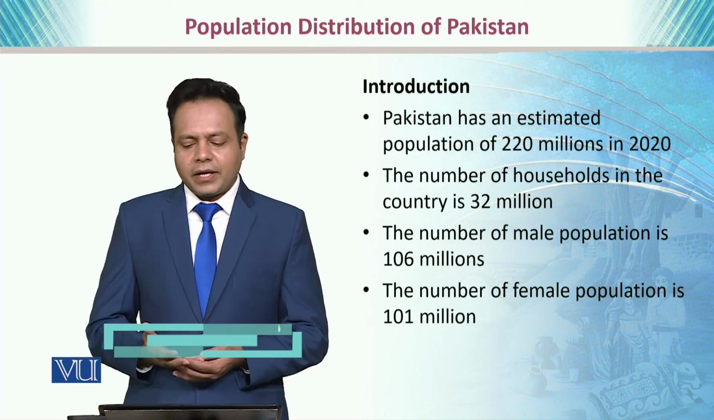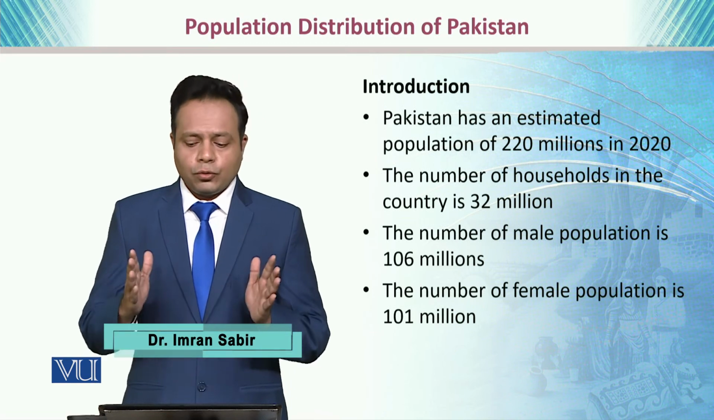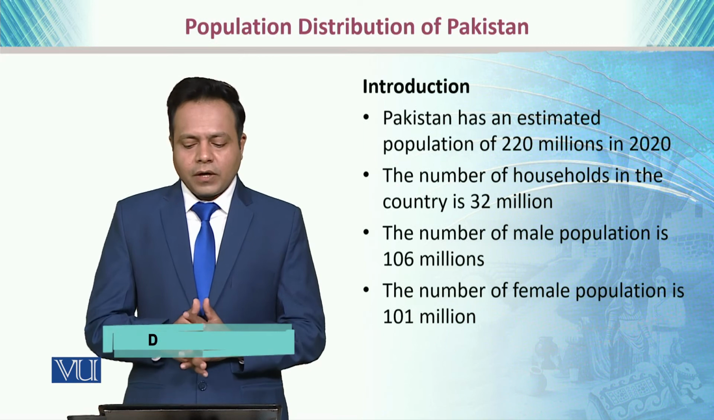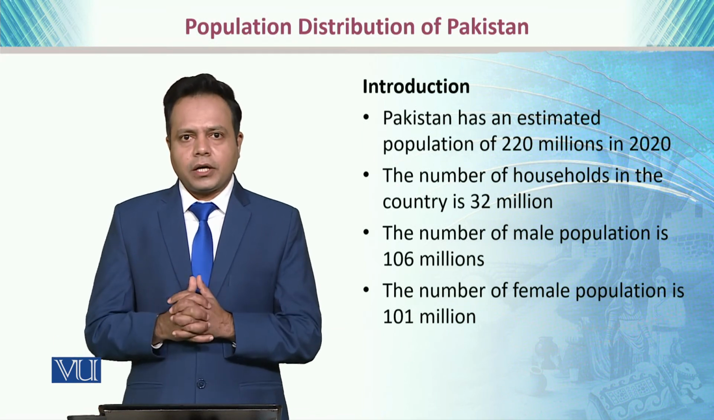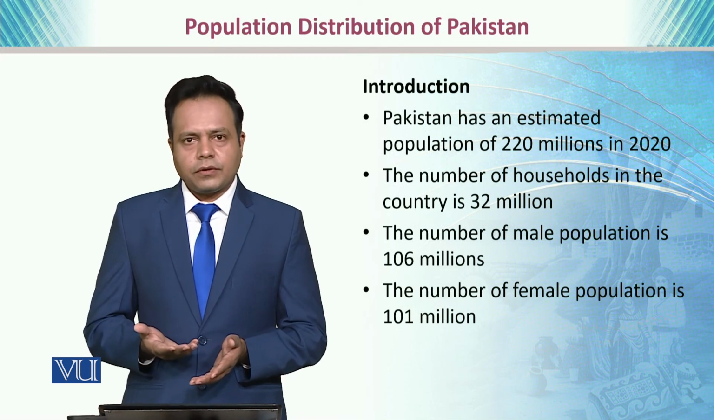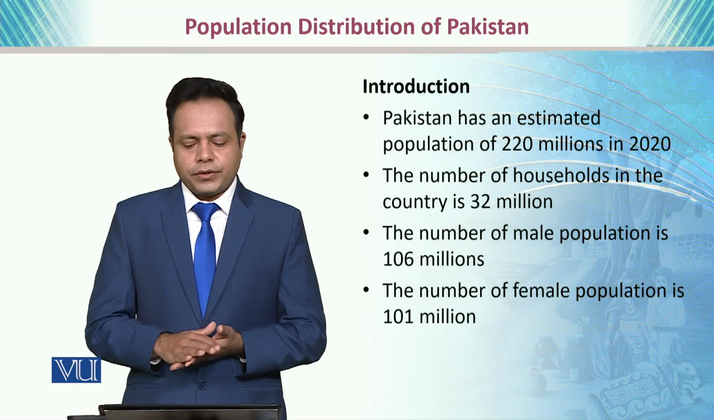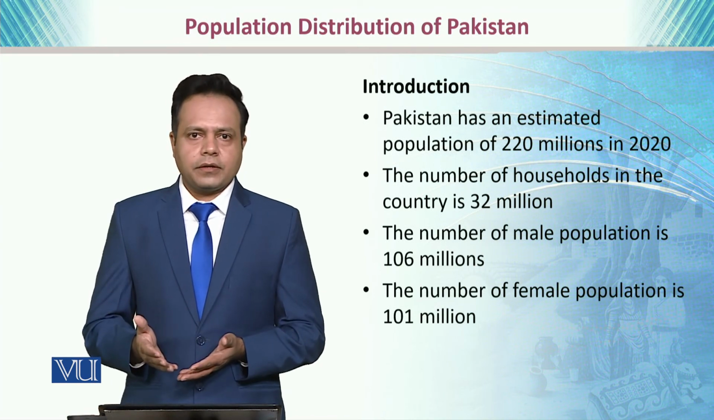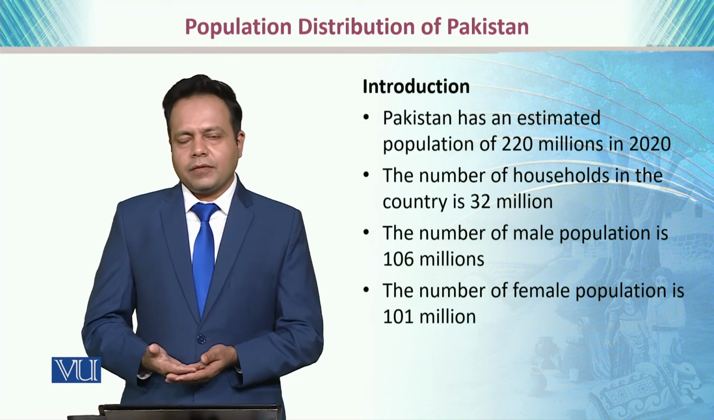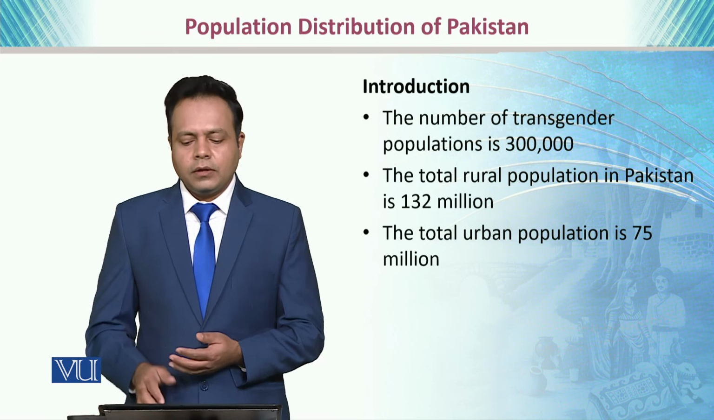So, Pakistan has an estimated population of 220 million in 2020. The number of households in the country is 32 million. The male population is 116 million, whereas the female population is 101 million. So you'd see that there are more males in Pakistan as compared to females.